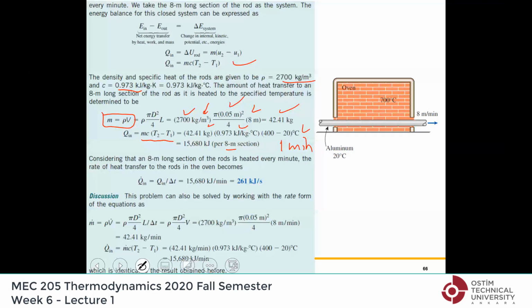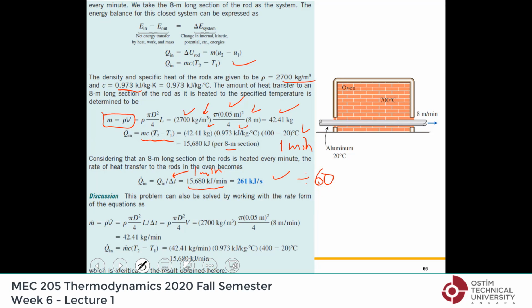Okay, and then if you divide this by time and delta T, it is 1 minute. So this divided by 1 is again 15,680 kilojoules per minute. If you want it in seconds, divide that also by 60. You get 261 kilojoules per second.